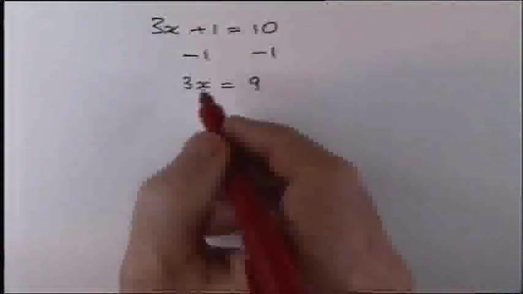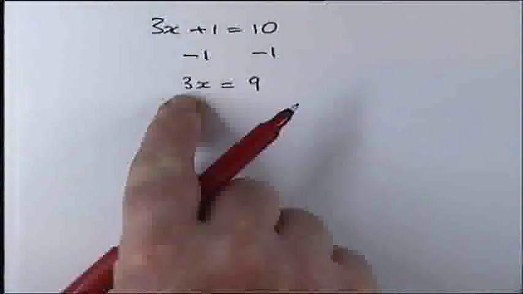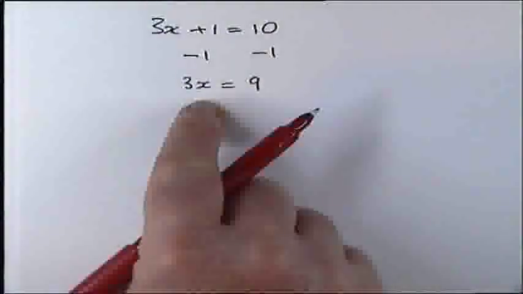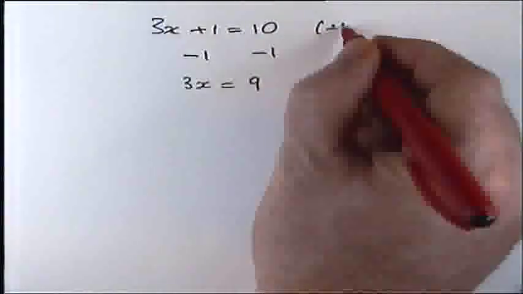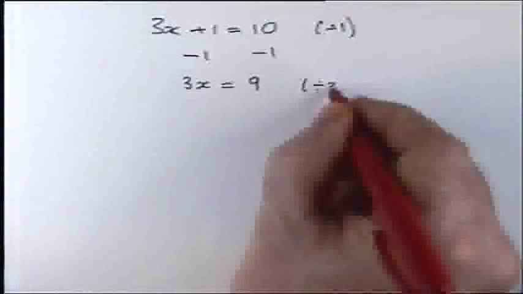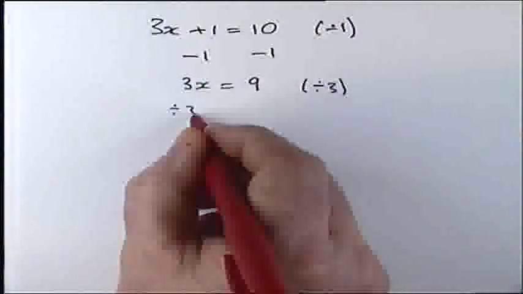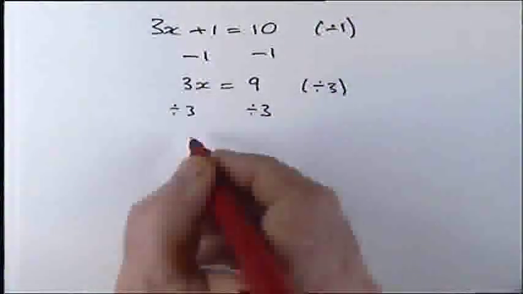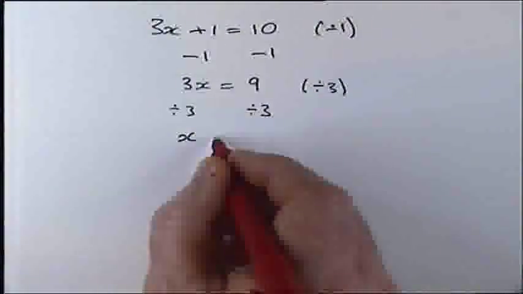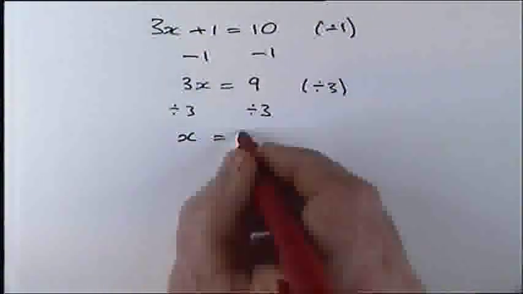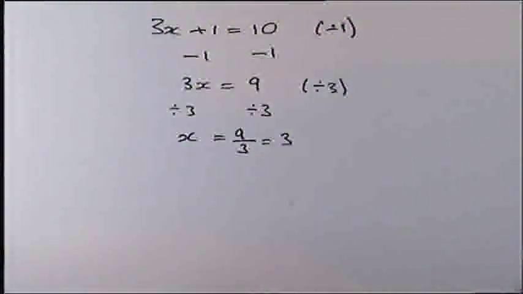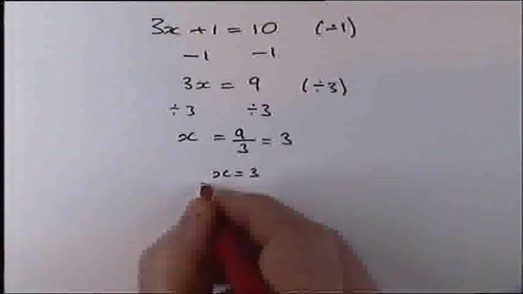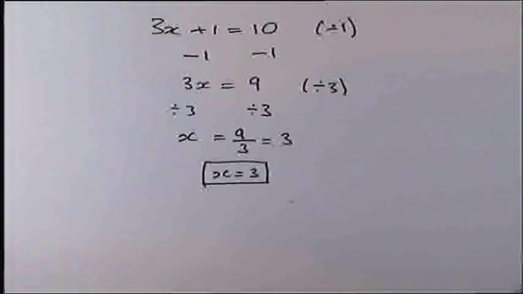Now the next thing we want to do is have 1x. So this is currently 3 lots of x, so the opposite of timesing by 3 is dividing by 3. So now we're going to divide both sides by 3, and you can write it down underneath. 3x divided by 3 will be 1x, and 9 divided by 3 is 3. So the answer is x is equal to 3. Well done if you got that one on your own. Hopefully you understood that.